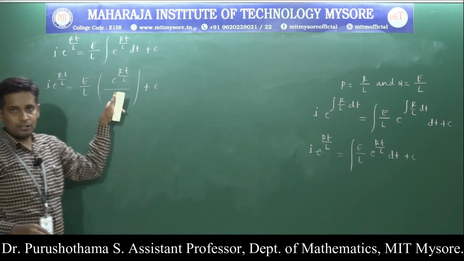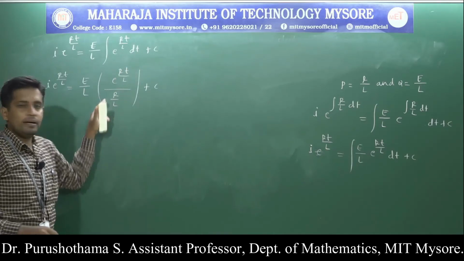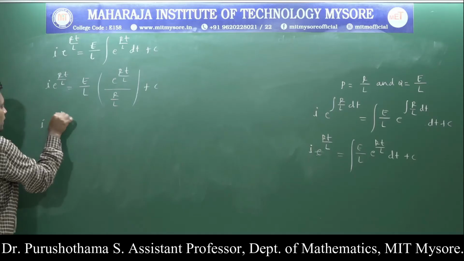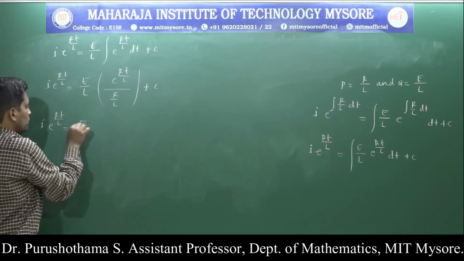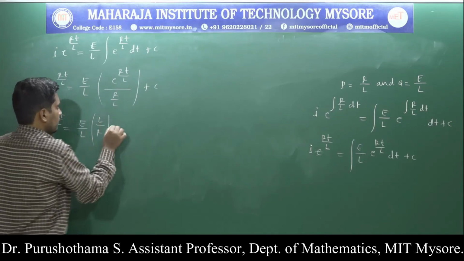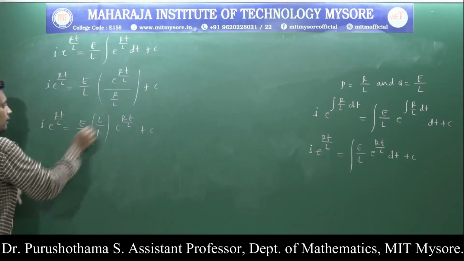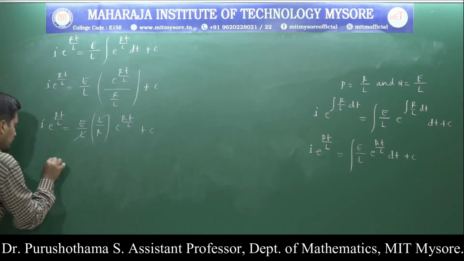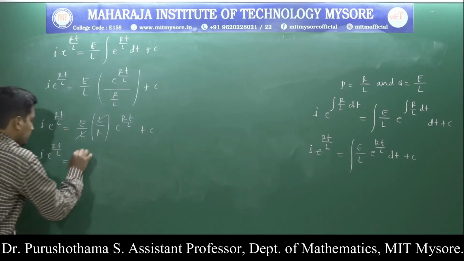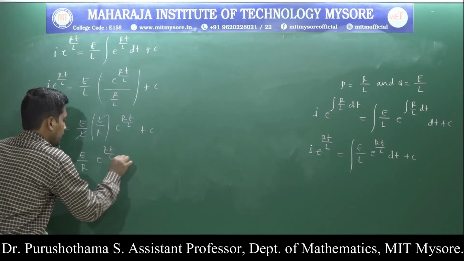This is the integral value: the integration of e^(rt/L) divided by r/L, or I·e^(rt/L) = (E/L)·(L/r)·e^(rt/L) + c. Here the L's get cancelled, and the remaining value is I·e^(rt/L) = (E/r)·e^(rt/L) + c.